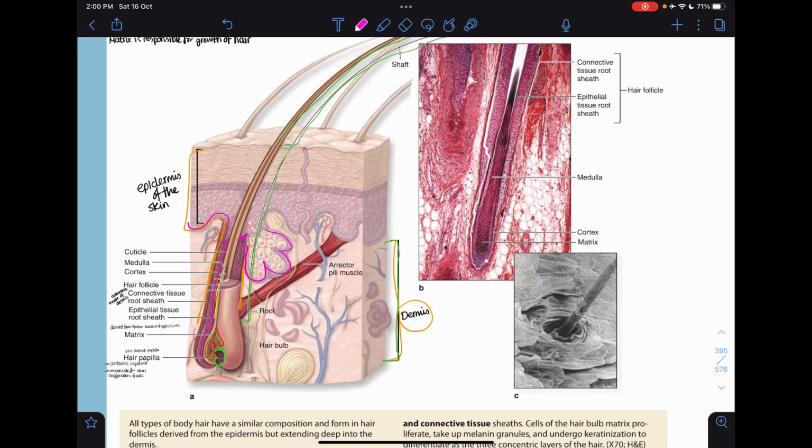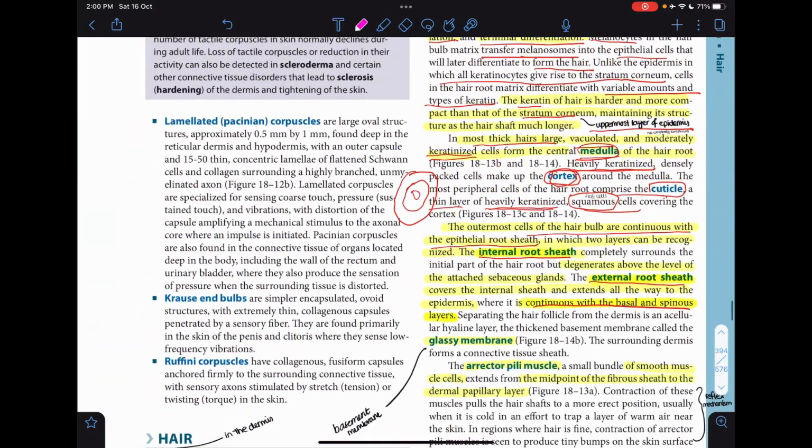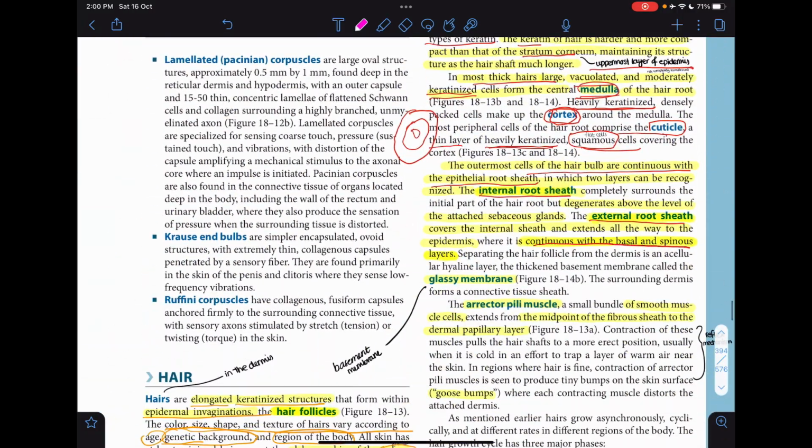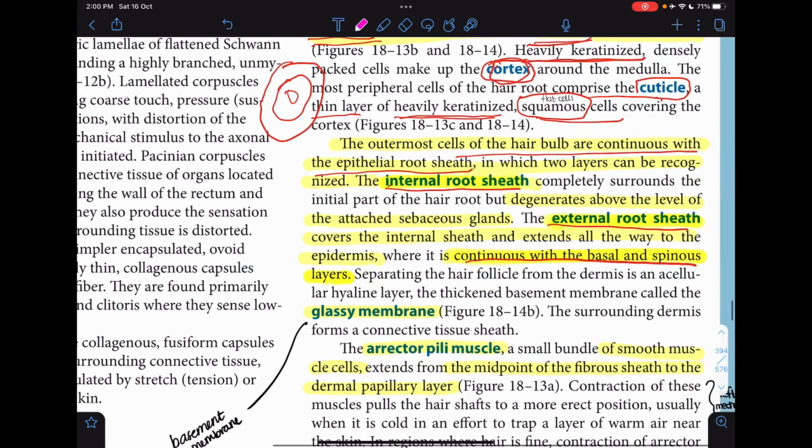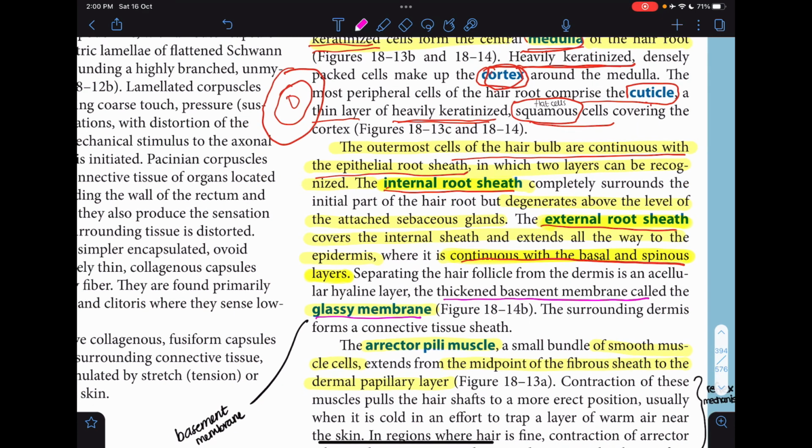And then covering the internal root sheath is the external root sheath, which does not degenerate but blends in with the cells of the epidermis, which are the basal cells, I expect. Yes, the basal cells and spinous layers of the epidermis. Separating the hair follicle, we have the glassy membrane, which is made up of thickened basement membrane. It separates the hair follicle from the dermis.